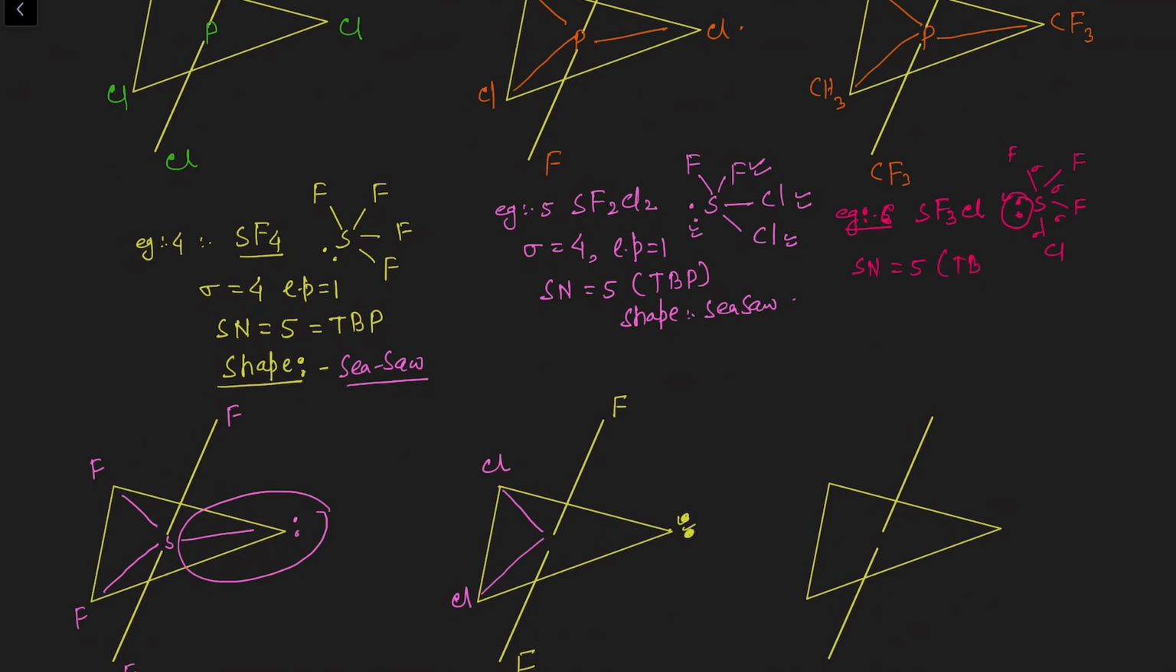Structure will be trigonal bipyramidal. Shape will be what? Again seesaw, right? But what should be the arrangement? Check the arrangement of these atoms. So the equatorial position is occupied by the lone pair of electrons, done.